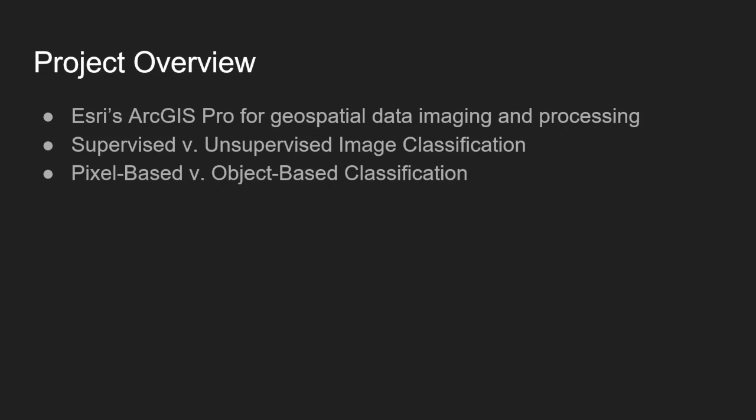Now, we know how supervised and unsupervised classification work from class, so let's briefly go over pixel-based versus object-based classification. In pixel-based classification, the algorithm will scan every individual pixel of the image and classify each individual pixel based on that pixel's value. In object-based classification, the algorithm will first scan the image for object borders, defined by where adjacent pixels differ noticeably in value. Once it has this collection of objects within the image, it will classify each object as a whole based on the color of the pixels within that object.